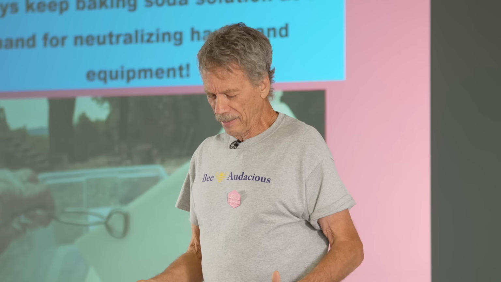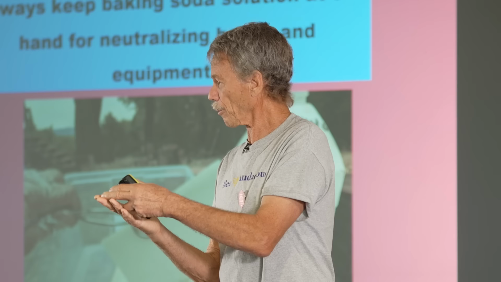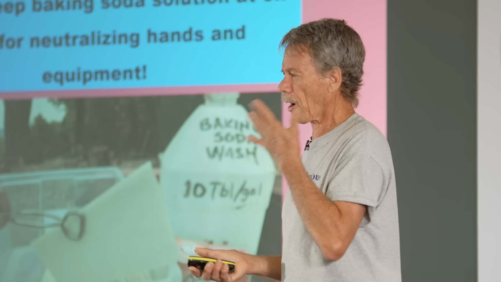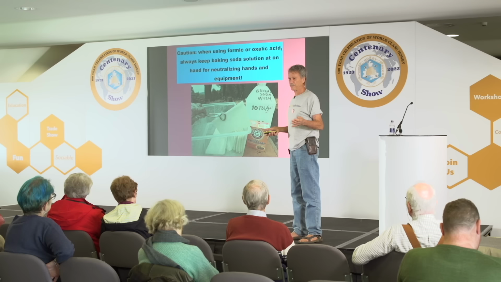And it's very easy to get them on your hands. Formic acid on your hands, you won't feel any pain. But the next day, the skin will come off of your fingers. It can be pretty ugly that way. Oxalic, we get it on our hands all the time. What we've learned, we are always tasting our fingers. And if they taste like lemonade, you know you have some acid on your fingertips. You're not going to poison yourself with it. Don't worry about that.